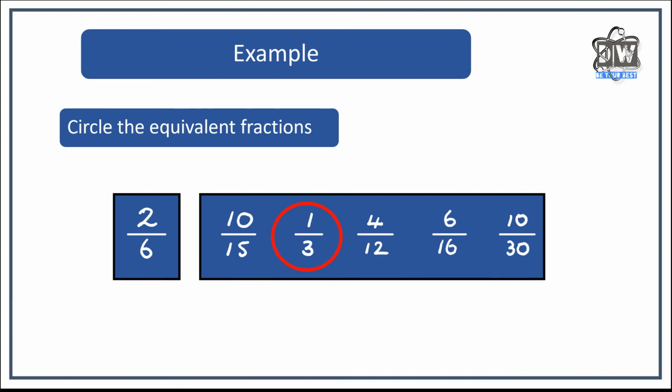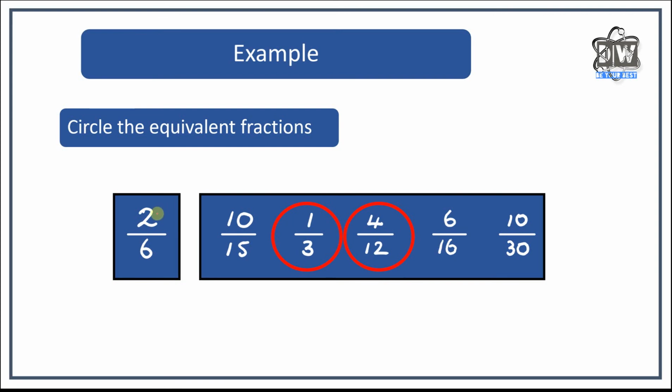So I'd circle it. Well, this one, I'm going to times 6 by 2 to get to 12, 2 by 2 to get to 4. So I can say that is also equivalent. Sorry, I'm going through a bit faster, but I'm sure most of you have got this absolutely spot on. What do I have to do to get from 2 to 6? Times it by 3. I'm going to times 6 by 3. I don't get 16, so I can say that's not equivalent.